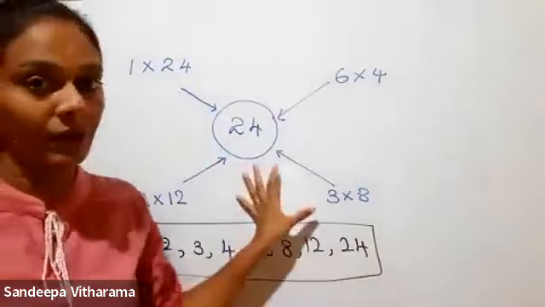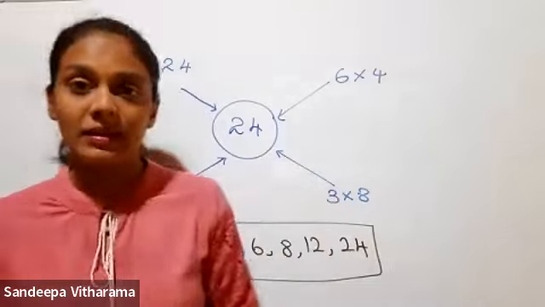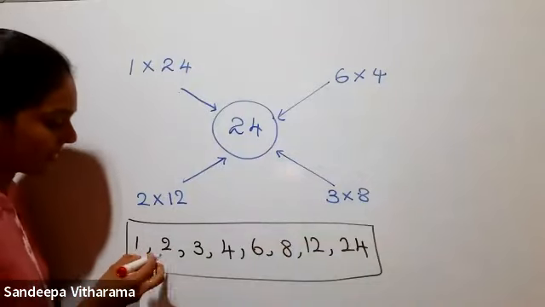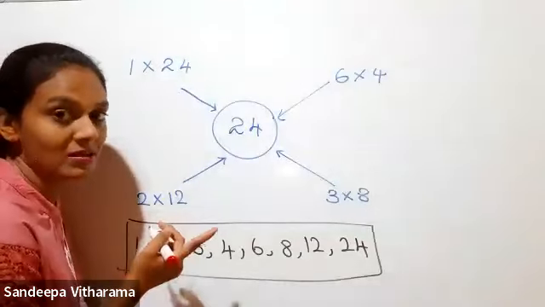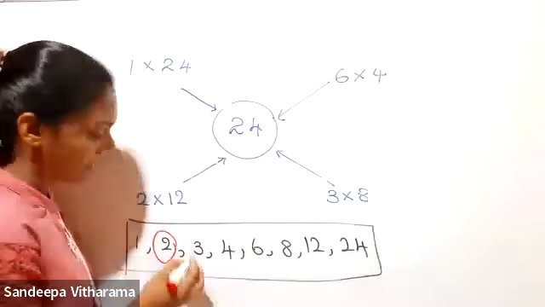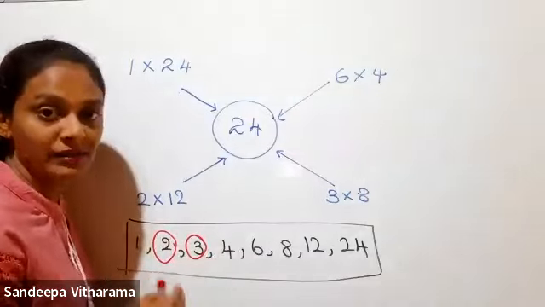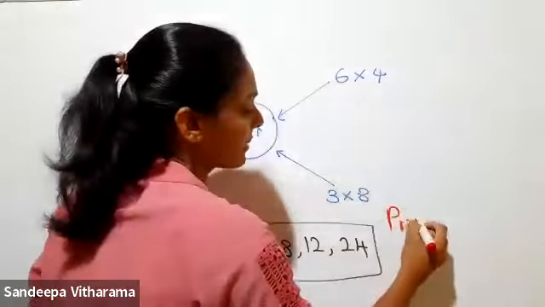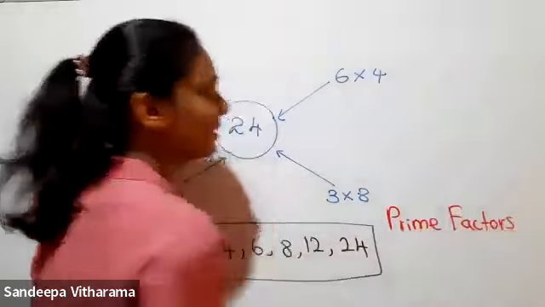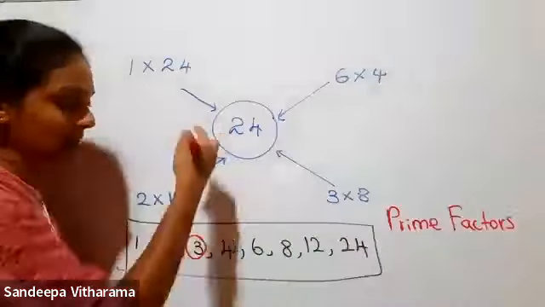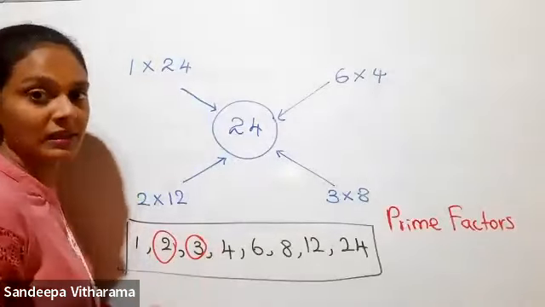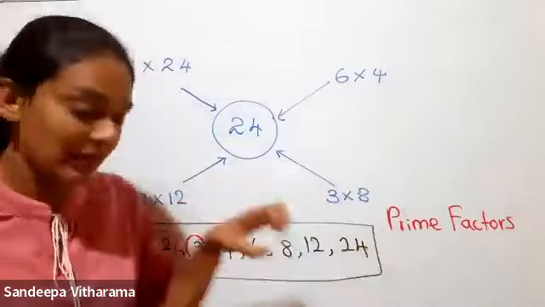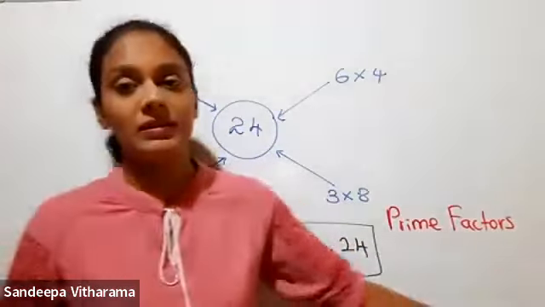Now, when we write the factors of 24, we can see whether prime numbers are included. Yes, you can identify 2 is a prime number because it has only 1 and 2 as its factors. 3: 1 and 3 are the only factors of 3. So 2 and 3 are considered the prime factors. Prime factors. If prime numbers are included among the factors of a number, we call them prime factors.